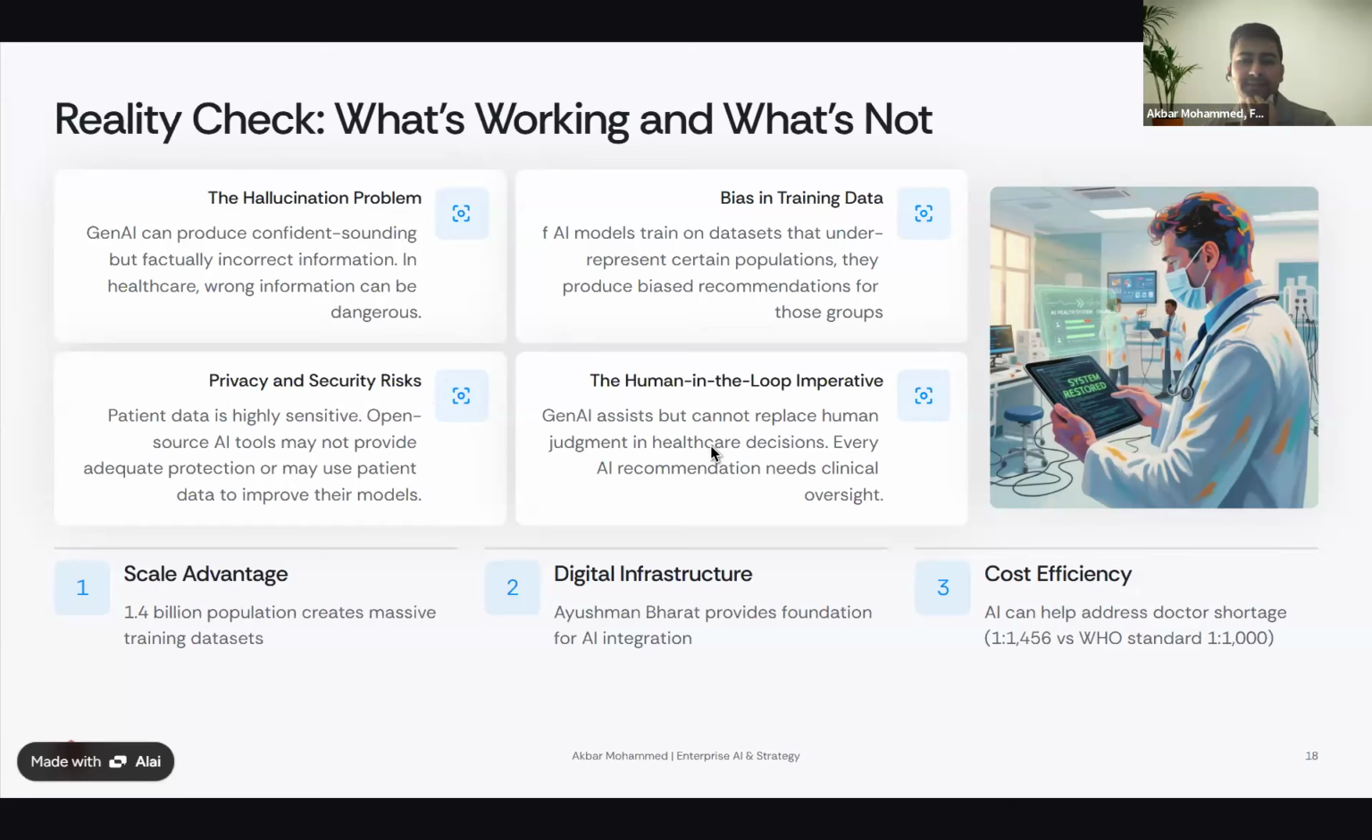The last one is, since healthcare is such a sensitive area and such an important area for people, the human in the loop imperative will remain for the foreseeable future. We don't see an AI fully replacing a doctor, for example. Only a doctor can advise a human, another person. You may have tools that can help the doctor or medical practitioner, but not fully replace them.